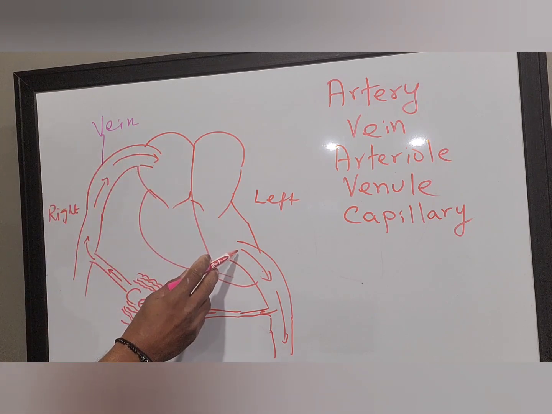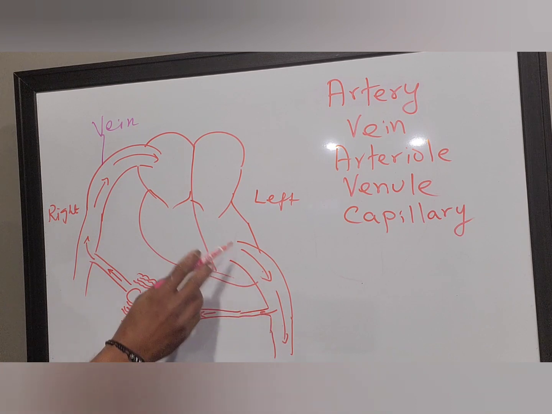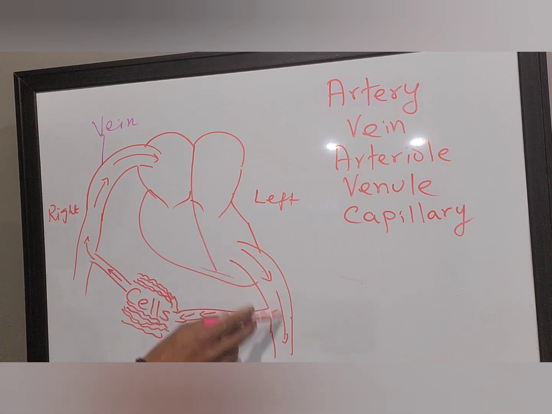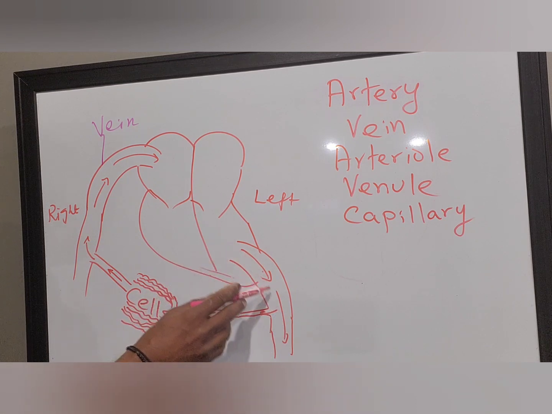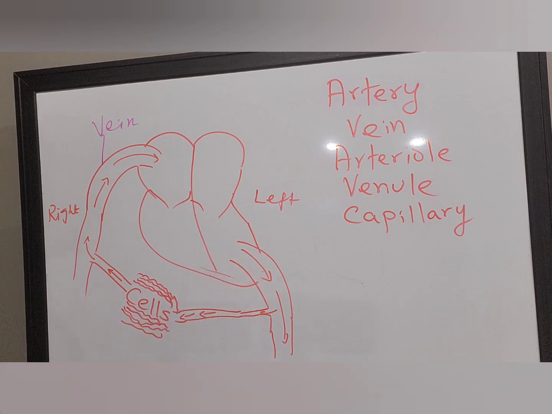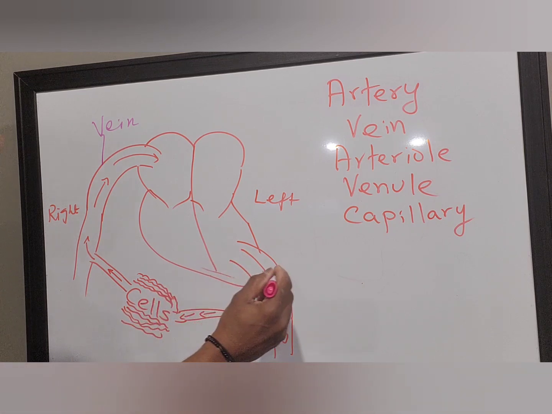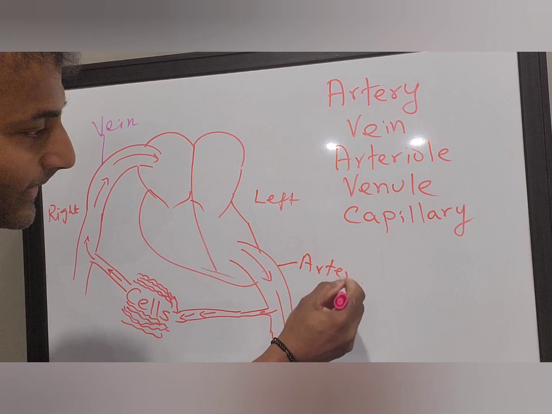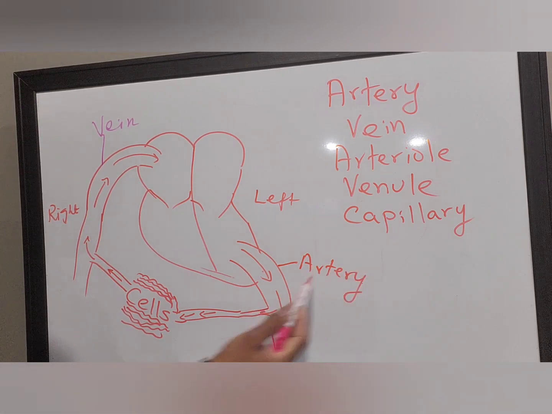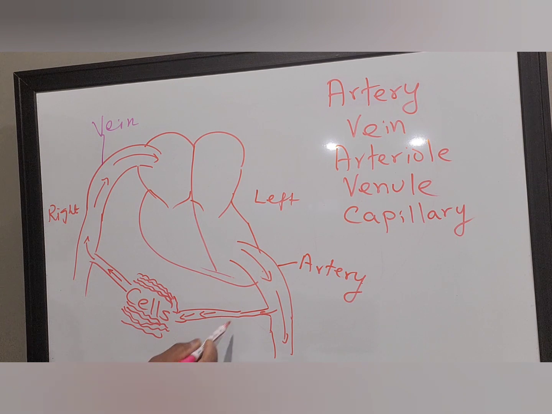Now take a look here. Here's the blood leaving the heart. Every time, remember, the blood is leaving the heart from here. This is the blood which is rich in oxygen, right? Because it's leaving, this is called an artery. I'm going to call this an artery. And take a look here. Now the arteries are branching. You can see a small branch here. I'm going to call this, of course, the arteriole.